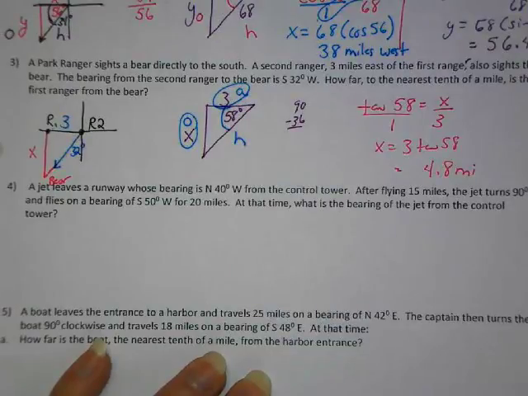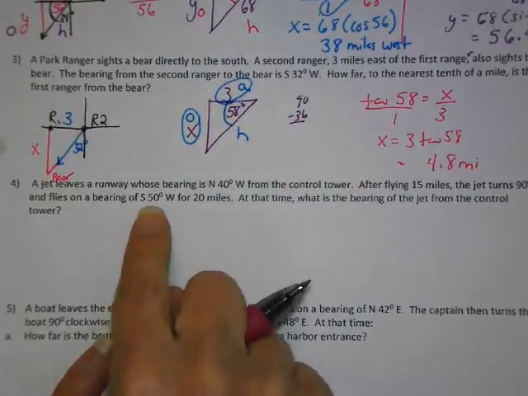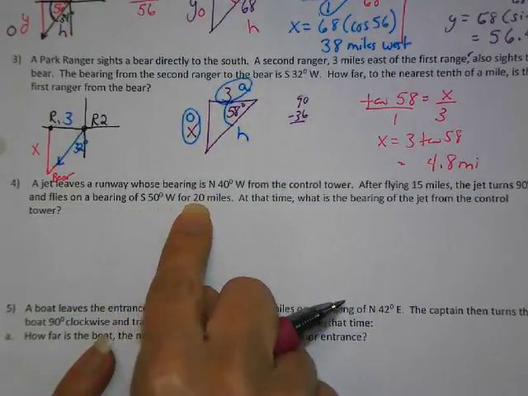Number 14. A jet leaves a runway whose bearing is north 40 degrees west from the control tower. After flying for 15 miles, the jet turns 90 degrees and flies on a bearing of south 50 degrees west for 20 miles. At this time, what is the bearing of the jet from the control tower?